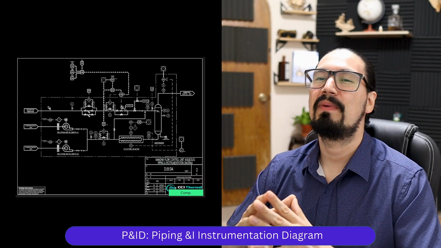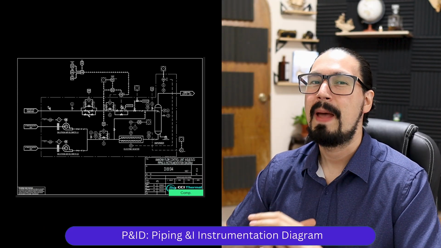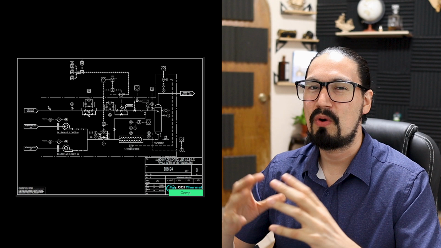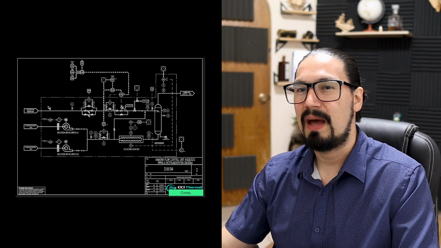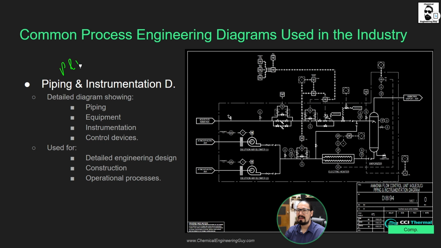This is the third type of diagram I want to show you, and I'm pretty sure that many of you know that this is by far one of the most common types of process diagrams used in the industry. And I'm talking about the P&ID, the piping and instrumentation diagram.